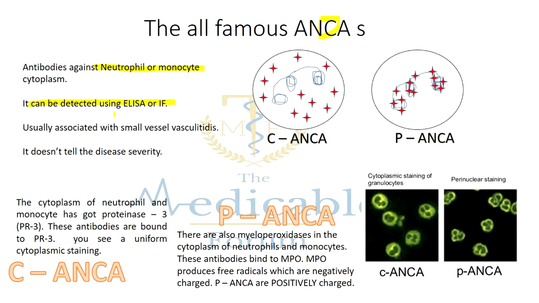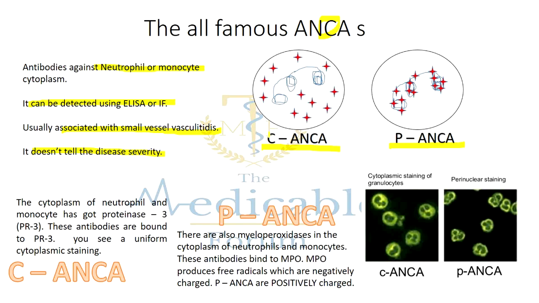ELISA directly detects you the protein itself, and the immune fluorescence, basically there is an inter-rater dependence. So I would say that ELISA will be always having a better hand in detecting the ANCAs. They are usually associated with small vessel vasculitis. Vasculitides is a plural for vasculitis. So they are usually associated with small vessel vasculitis. It does not, however, tell the disease severity. Well, we have two ANCA antibodies which we have to mainly learn about, the C-ANCA and the P-ANCA.